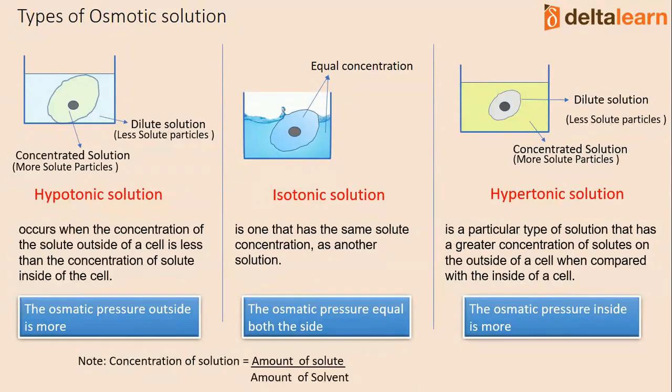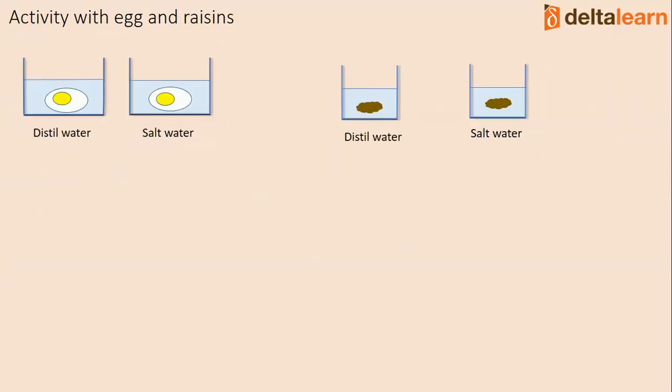Please note that the concentration of a solution is equal to the amount of solute divided by the amount of solvent. Let us perform an activity with eggs and raisins. Add some raisins in a beaker containing distilled water, and likewise add some raisins in another beaker containing salt water. Leave them for a while.